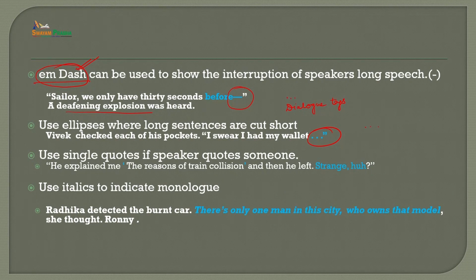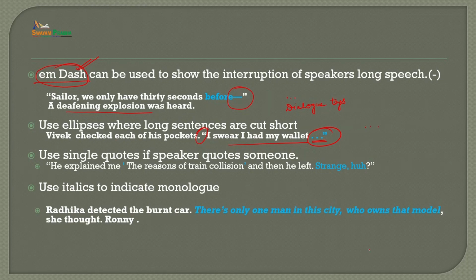For example, if I say, Vivek checked each of his pockets, "I swear I had my wallet..." So, what is that? This is an ellipsis. That means he is quite perplexed and he wants to tell something more about it. But he said, I swear I had my wallet, and he just put three dots. That clearly indicates that something is remaining. Some explanation is still pending. Ellipses are again a very important part of dialogues.